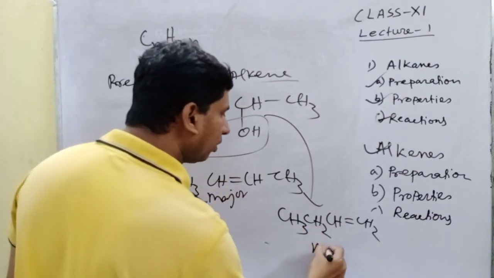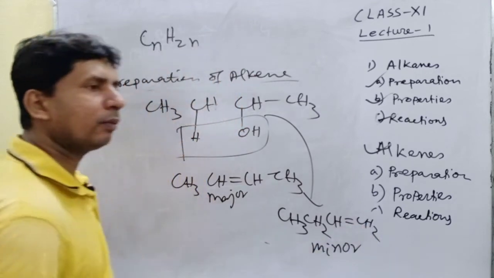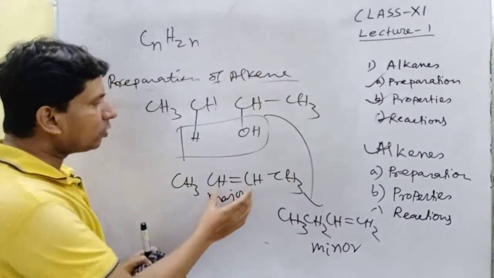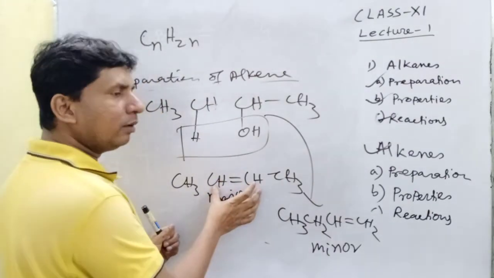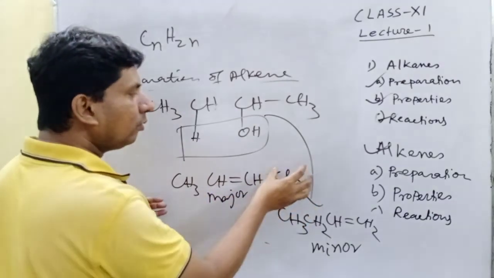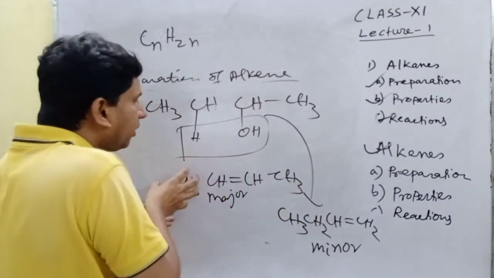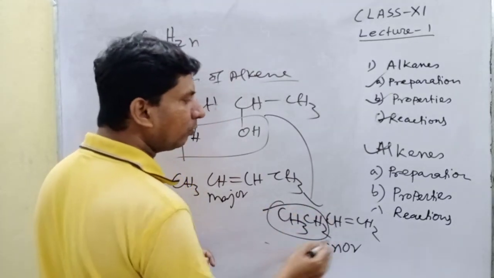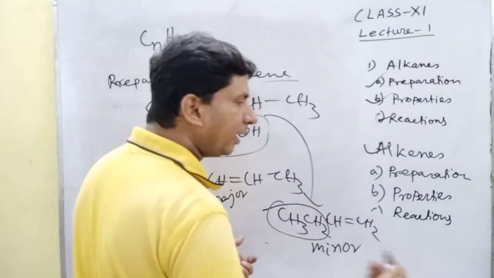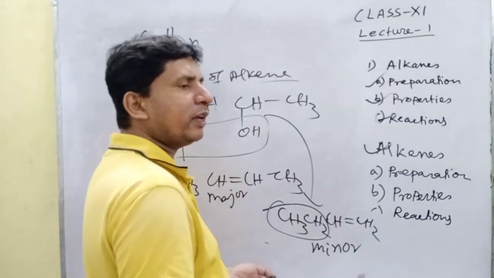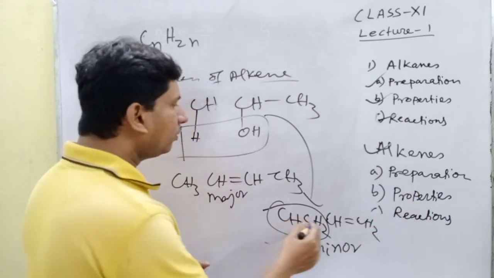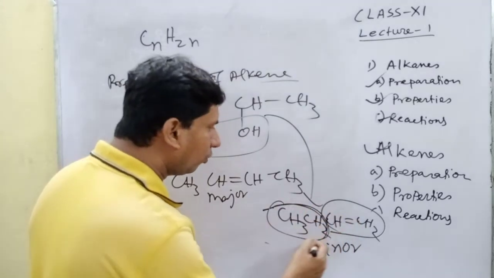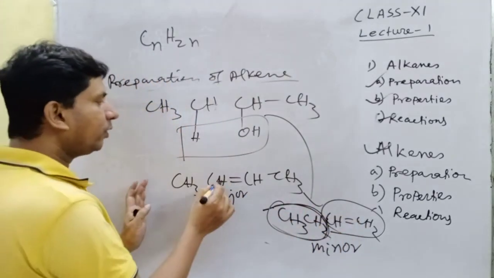Why is it the minor product? There is some rule. The more substituted product, that means the double bonded carbon containing a substituted group like CH3. In the other compound there is no substituted group, that means no R group or CH3 group or C2H5. So in this compound, the double bonded carbon contains only one group, C2H5.